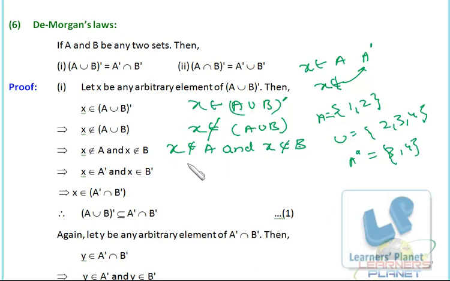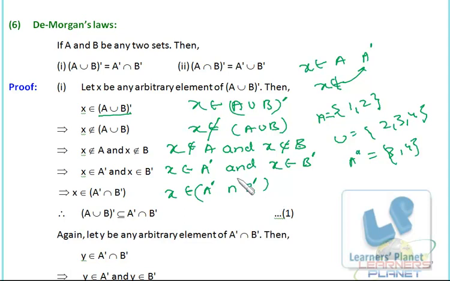If X is not an element of A, that means X is an element of A', right? And if X is not an element of B, that means X is an element of B'. That means X is an element of A' and X is an element of B'. Now we can replace this 'and' by intersection. That means X is an element of A' intersection B', right? So we started with X belongs to (A union B)', and we are getting X belongs to A' intersection B'. That means (A union B)' is a subset of A' intersection B', right?